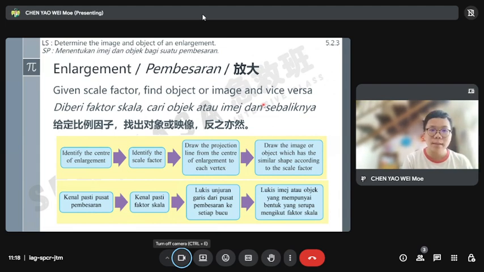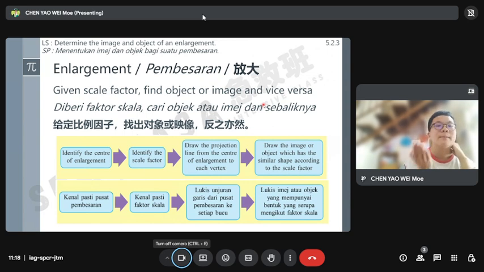And the next step, identify the scale factor. If given a scale factor, no problem. If not, use the formula. That is the second step. If the question asks you to find the scale factor, that is enough, then move to the next step.